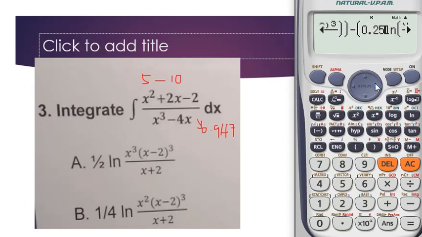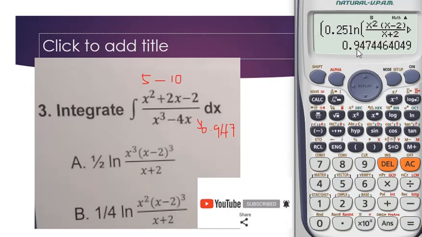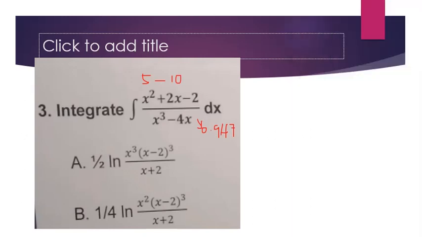The same applies to the other side, y exponent 2, and then 0.25. So let's insert our limits so that we get to know what the corresponding answer will be. The highest limit is 10, and the lowest limit is 5. We could notice that we had 0.947, which corresponds to the answer we had for this exact integral. It means that the answer to this question is B. Okay, so now let's proceed to the next question.